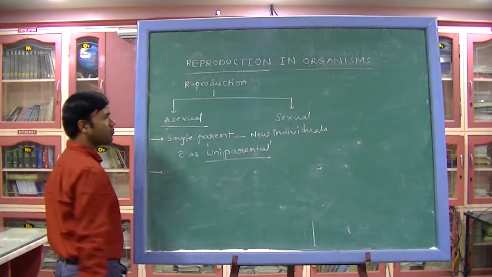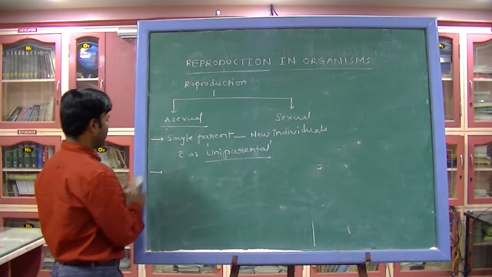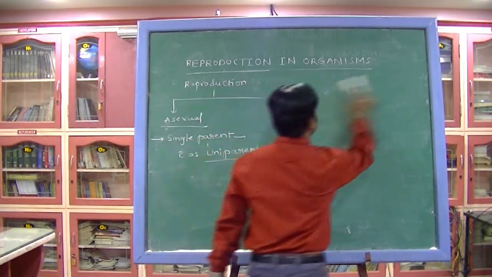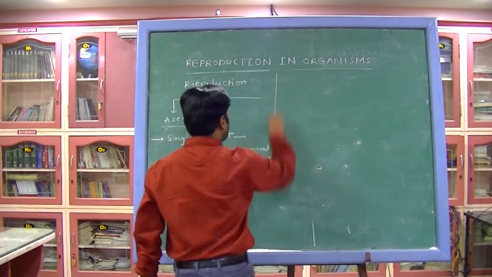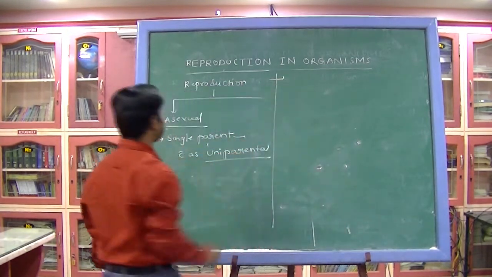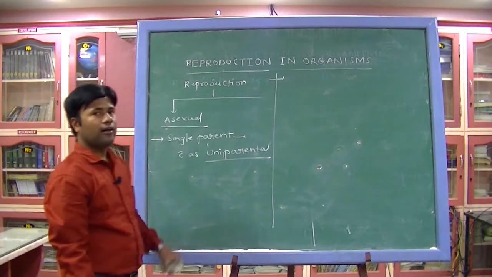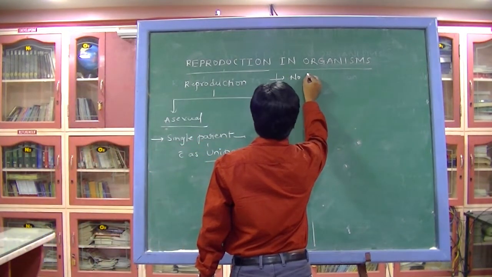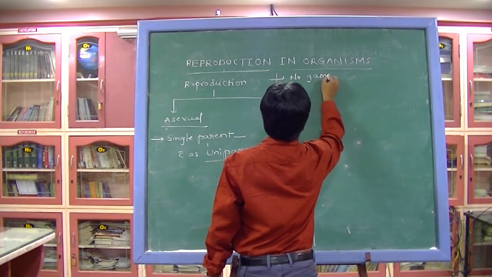Next, I am writing this here and continuing. The second point of asexual reproduction: no gamete formation.